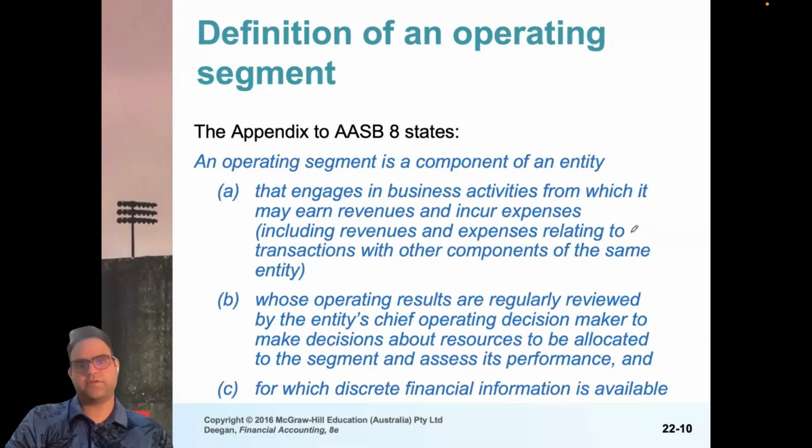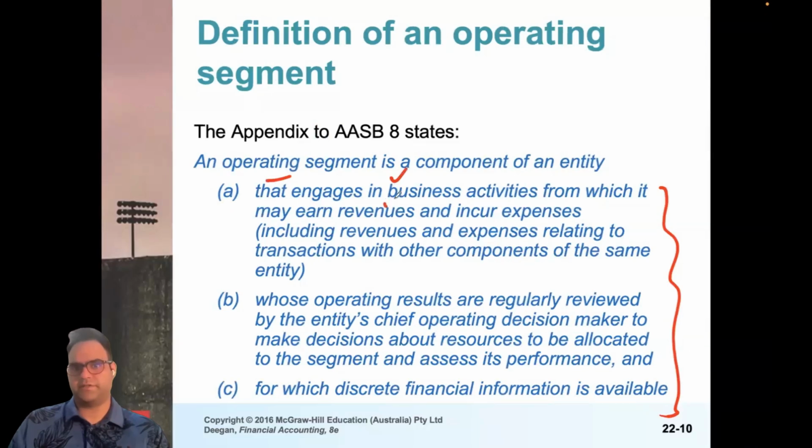Then the definition of an operating segment is that there are three different criteria. First, the operating segment is the one that engages in business activity, especially revenue and expenses. So you might be thinking that all companies have revenue and expenditure, so all segments should be reported, so all segments are operating segments. No, it is not like that.